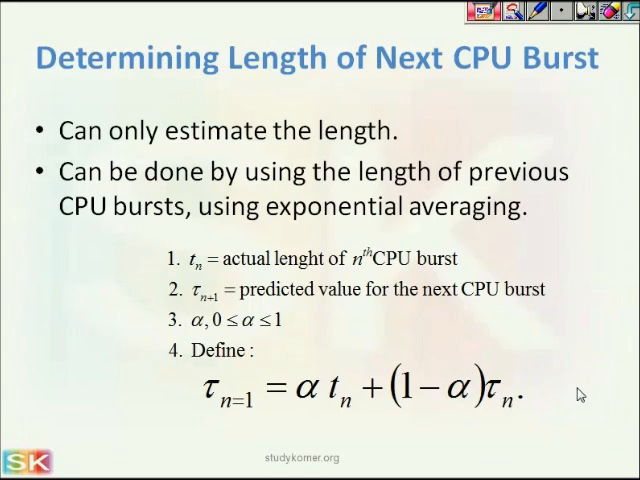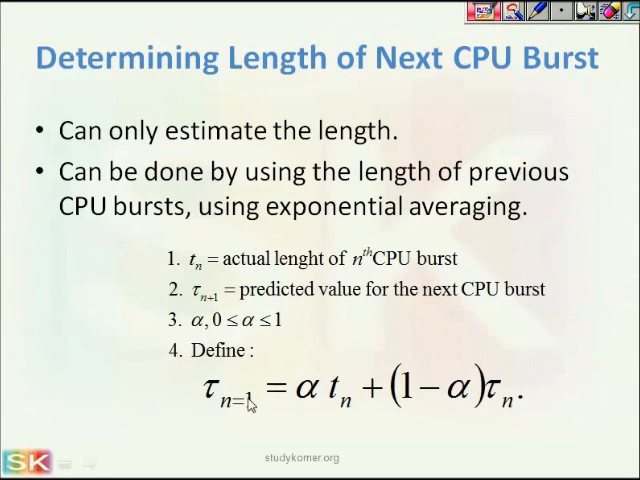Here is the method by which the next CPU burst can be determined. The exact CPU burst we cannot determine, but the expected CPU burst time can be calculated with the help of this formula. And what is that? We say that Tn is equal to the actual length of the nth CPU burst, tau n plus 1 is equal to the predicted value for the next CPU burst, and alpha lies between 0 and 1.